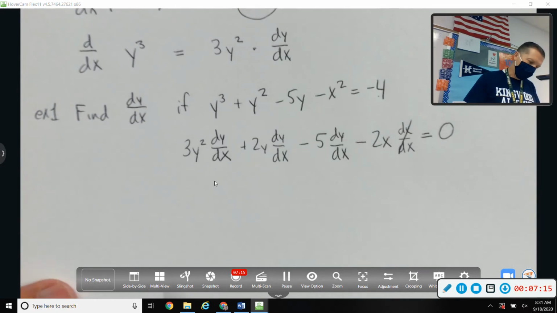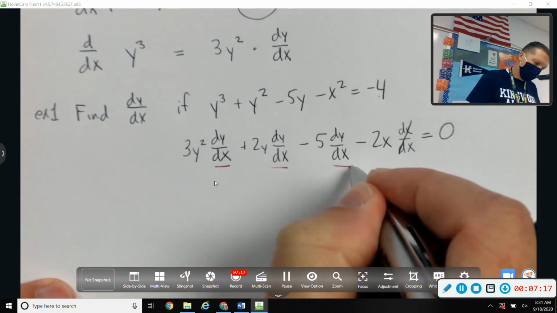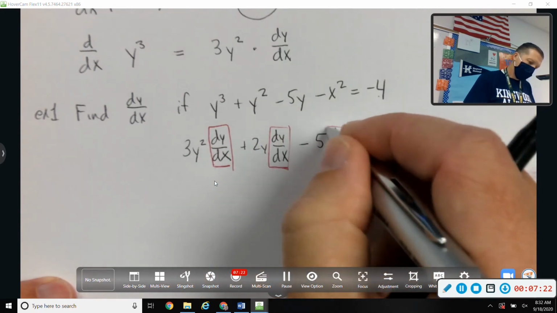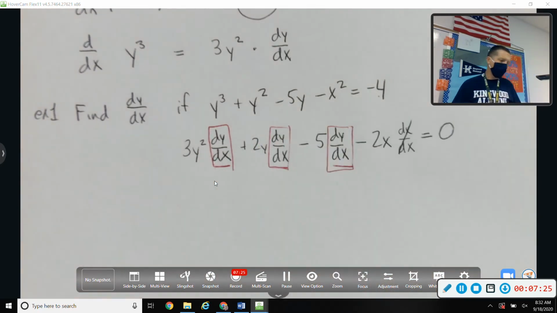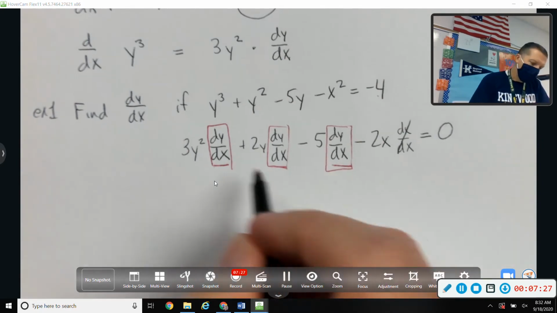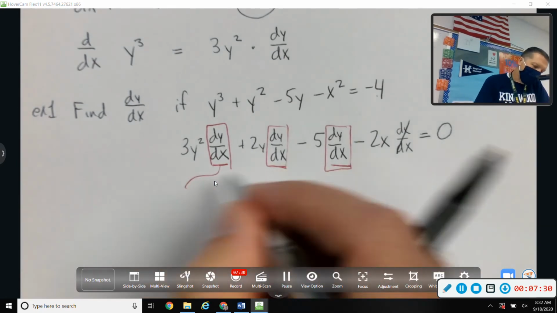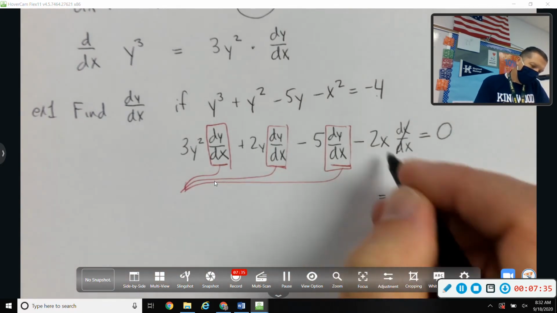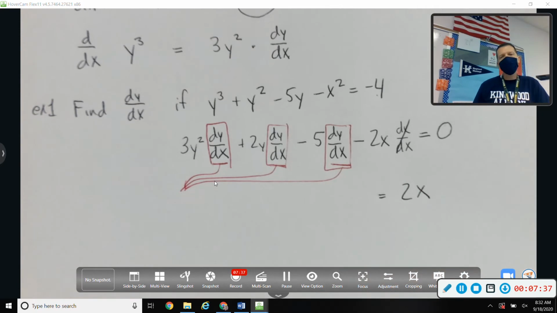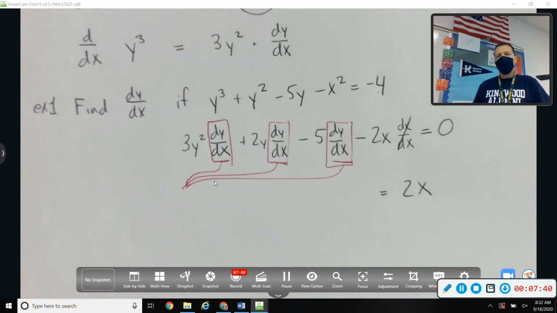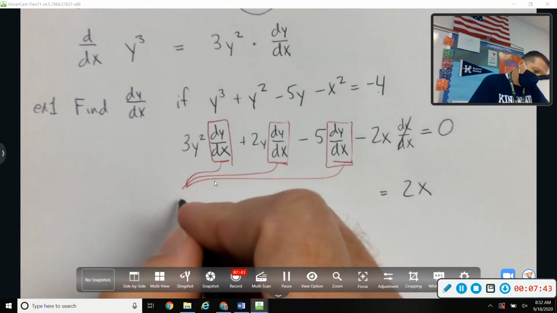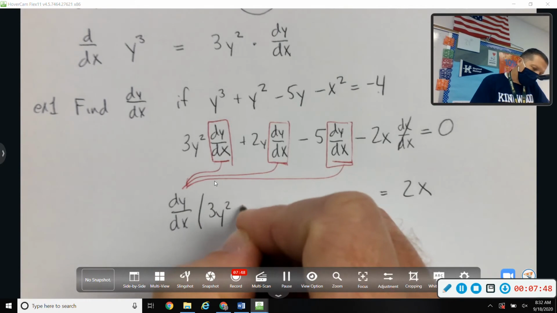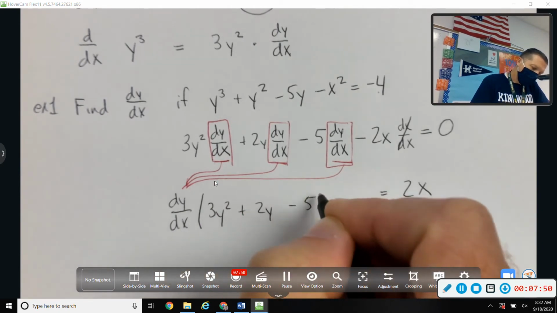Okay, so I have a lot of things with dy dx in them. So I think I have some algebra ahead of me here. I think I want to factor out dy dx from these pieces and move 2x to the other side. So I'll move 2x over, and then I'll factor out dy dx from everybody else. So 3y squared plus 2y minus 5.